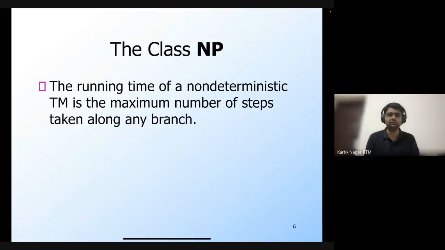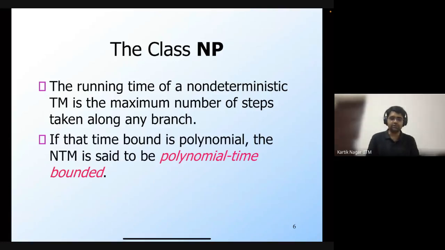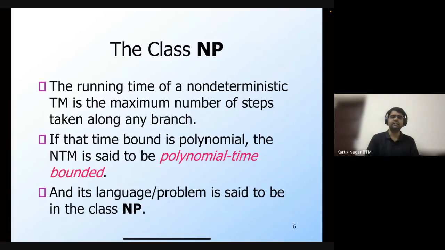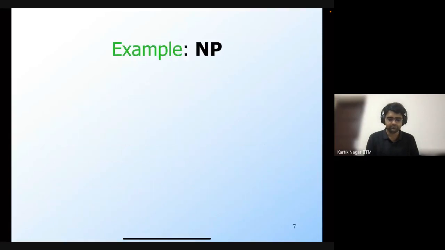And if this maximum number of steps taken along any branch is still polytime bounded, then the corresponding language of that Turing machine would be in the class NP. So if the time bound for the non-deterministic Turing machine along any branch is polynomial in the length of the input, then the NTM is said to be polynomial time bounded, and its language or problem is said to be in the class NP. Okay.